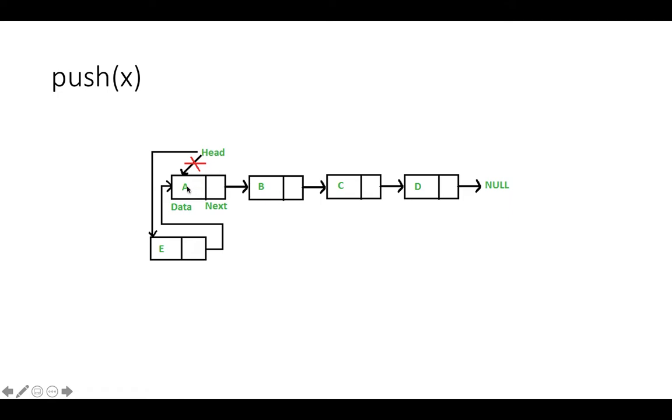Imagine you have a linked list like this, A, B, C, D, and you want to add a new node to this list. First, head is pointing to A. We will make head point to the new node because the new node will be the new head, right? But before that, we want to make e.next the old head. So e.next should be the head, and then the new head should be e.